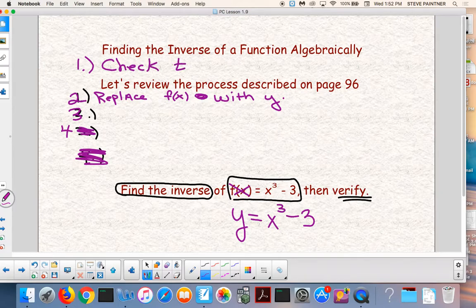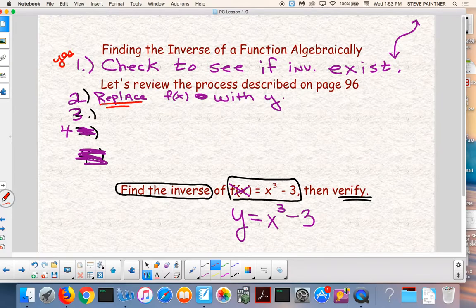If I say find the inverse, check to see if the inverse exists. You know if it exists or not? It's a what function? You know it's a cubic function, guys. A cubic function goes like this. Yes, there is an inverse, right? So I could say right away, yes, there is an inverse. Let's go find it. Now replace f of x with y.